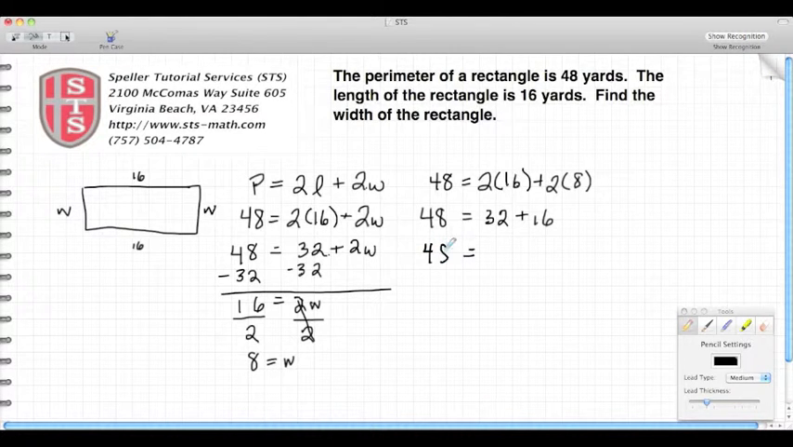Again, evaluate 32 plus 16. 6 plus 2 is 8. And 3 plus 1 is 4. Our expressions are equal. 48 equals 48. So now we're sure, and we've proven that our width for this particular rectangle is in fact 8 yards.